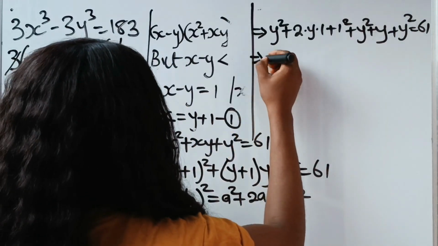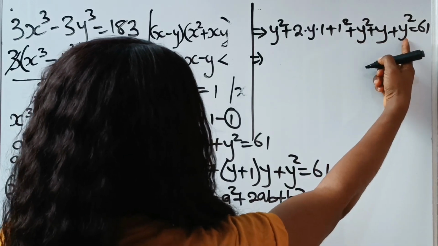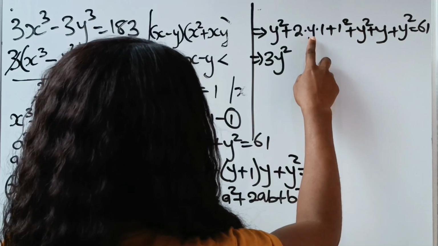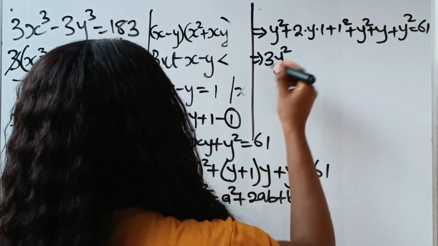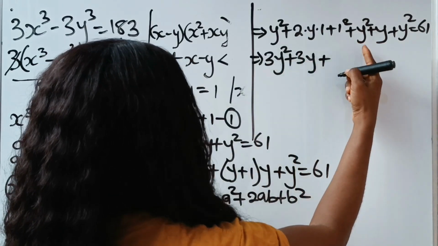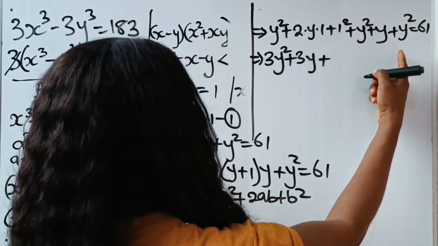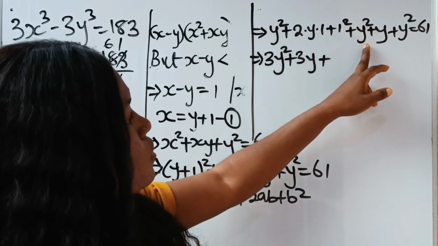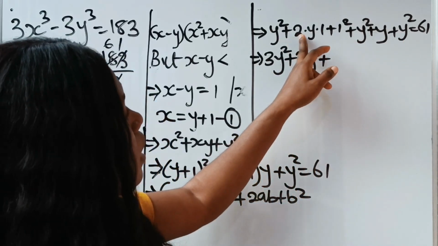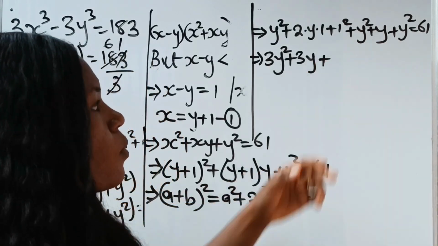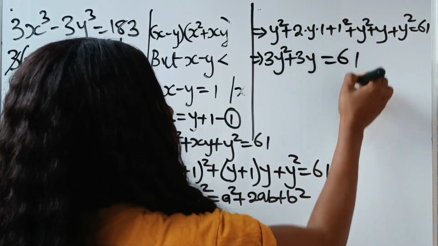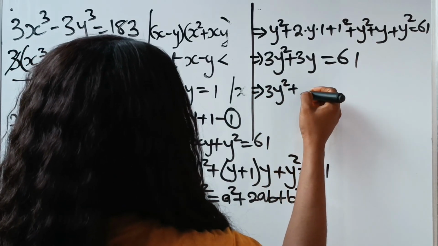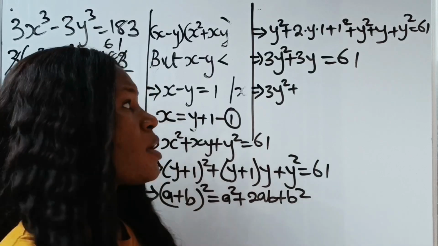Okay, all right, so this implies that y squared plus y squared plus y squared will give us 3y squared. Then here we have 2y, right? So 2y plus y will give us plus 3y. Yeah, y squared plus y squared plus y squared is 3y squared. Then 2y plus y will give us 3y, is equal to 61. Now we can say that 3y squared plus, oh sorry, I missed something.